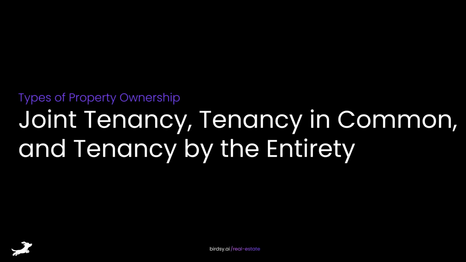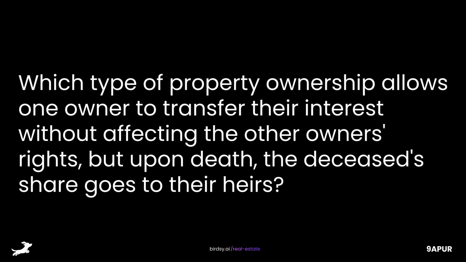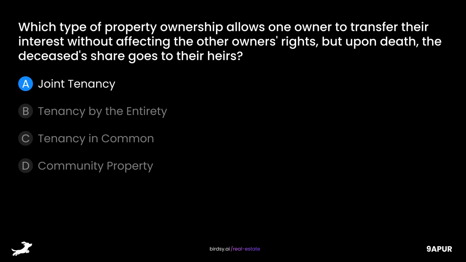Joint tenancy, tenancy in common, and tenancy by the entirety. Which type of property ownership allows one owner to transfer their interest without affecting the other owner's rights, but upon death, the deceased's share goes to their heirs? Is it A, joint tenancy, B, tenancy by the entirety, C, tenancy in common, or D, community property? The answer is C, tenancy in common.